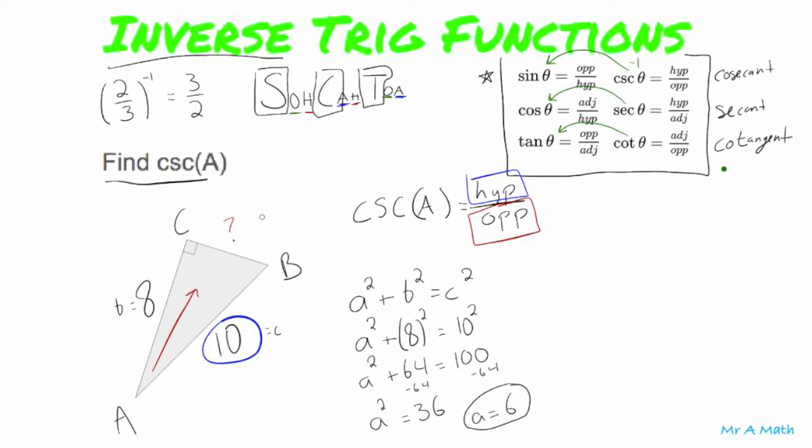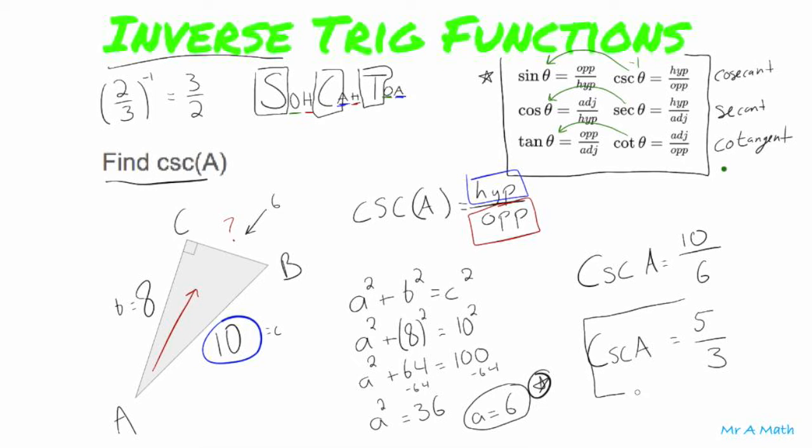So that means that this side over here is equal to 6. And so now I can fill in my values. The cosecant of A is equal to the hypotenuse, which we already said is 10, over the opposite, which we just solved for, and that's equal to 6. Now before you circle your answer, we can break this down. There's a 2 in the top and the bottom, and if I divide the 2 out, this simplifies down into 5 over 3. So cosecant of A is equal to 5 over 3.